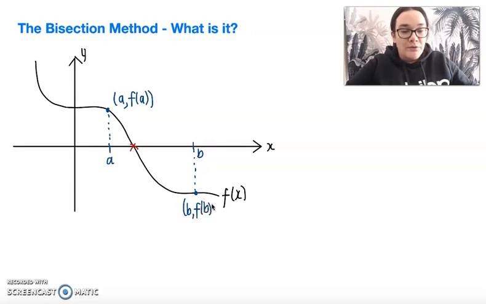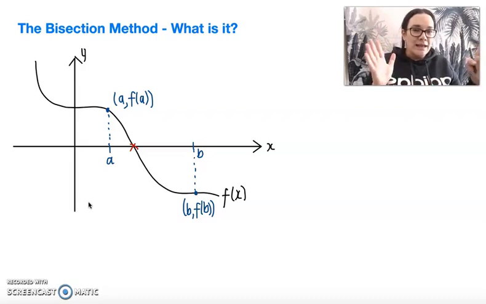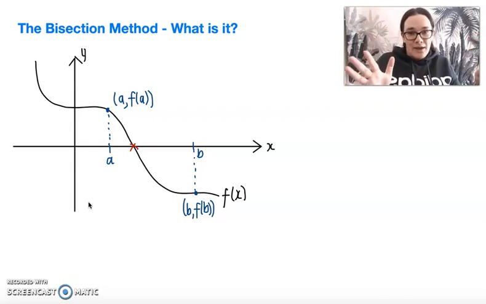Alright, so we've looked at this curve, we've done some investigation, and I know that there's a solution between a and b, and this is why. At a, the y coordinate is positive. It's above the x-axis. At b, the y coordinate is negative. It's underneath the x-axis. Now, the only way that my curve goes from a positive y value to a negative one is because somewhere in between a and b, it had to go through the x-axis for it to go from above to below. So I know somewhere there is a solution in between a and b.